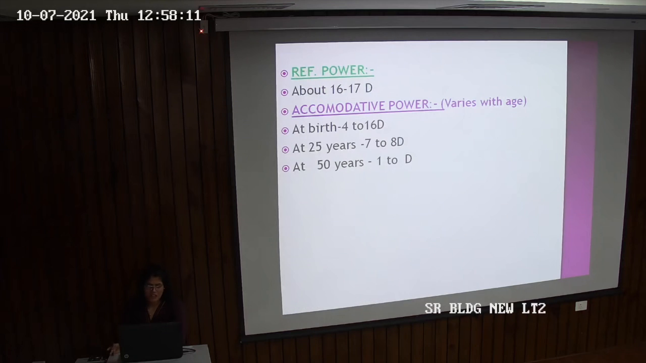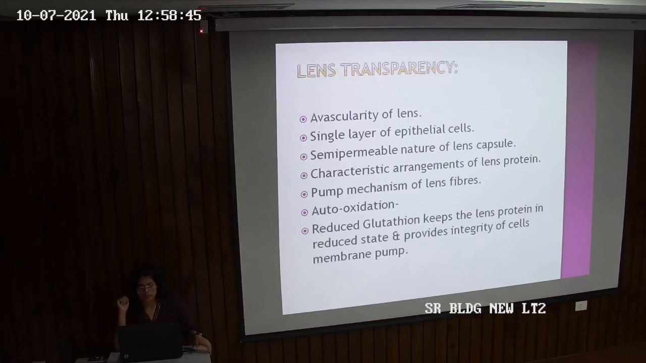So the refractive powers, again, are measured in diopters, and it is also important, as I mentioned, that accommodative power varies with age, which is important with the lots of refractive errors we have: hypermetropia, myopia, astigmatism, presbyopia. At birth it's very good, like 4 to 16 diopters. At around 25 it's 7 to 8 diopters, and as we go further in age, like the mid 40s, from 40 to 50, it's about 1 or something very little.